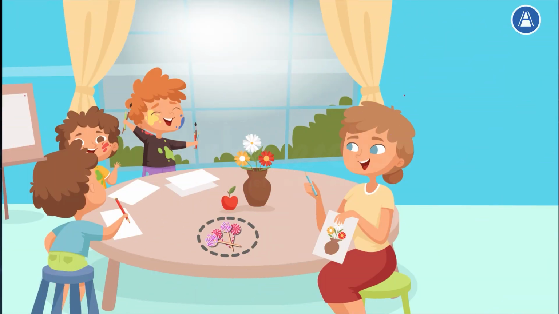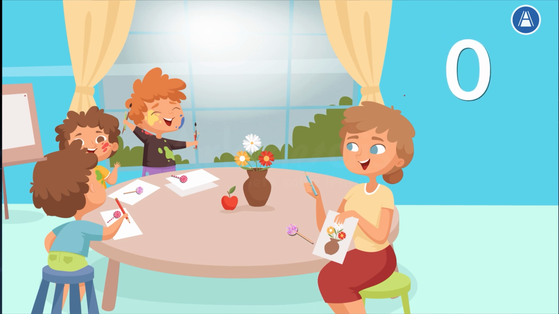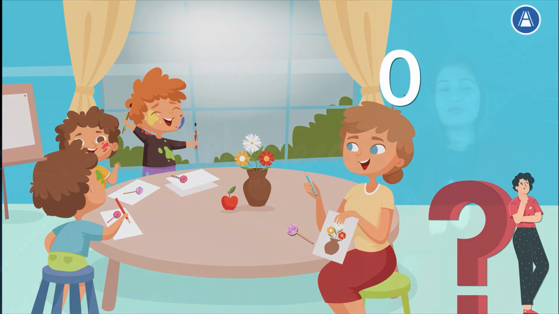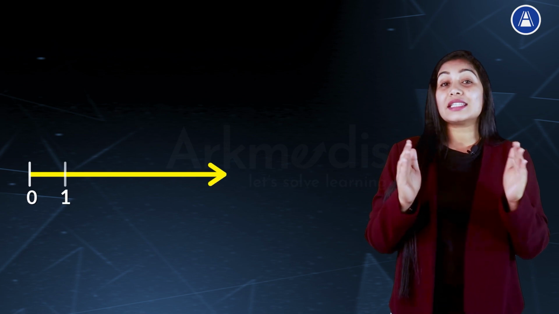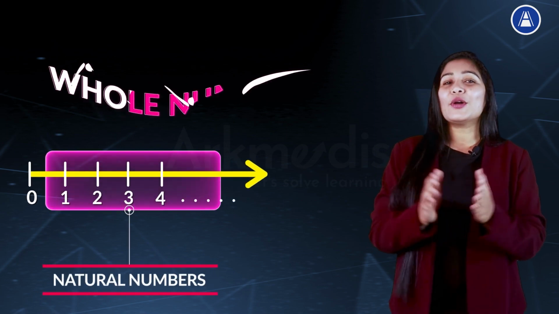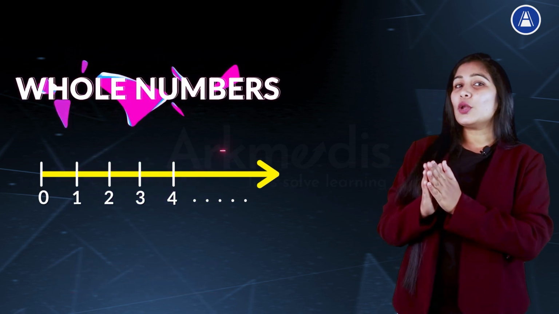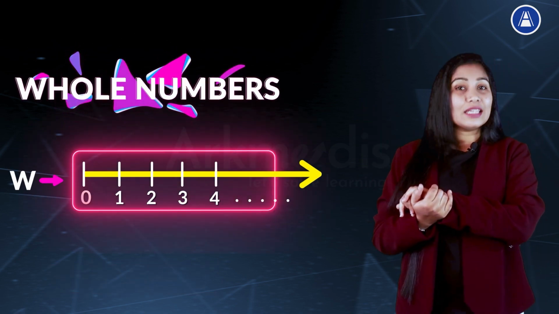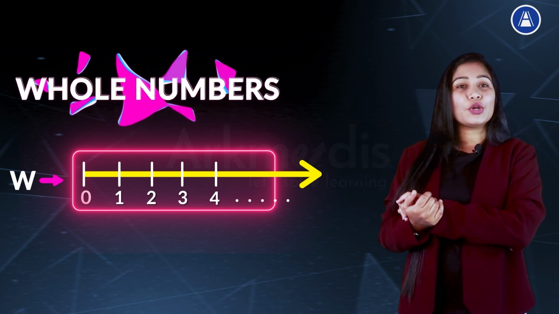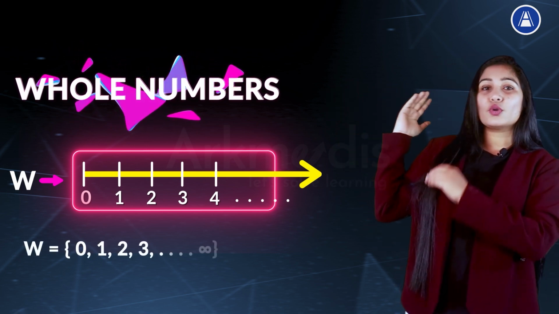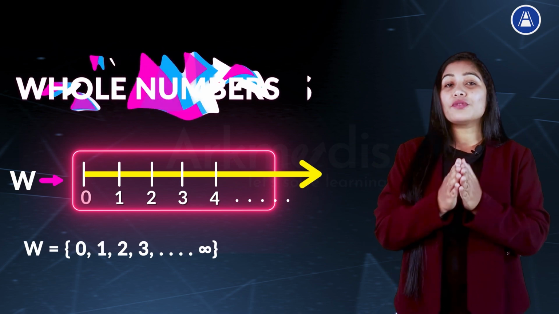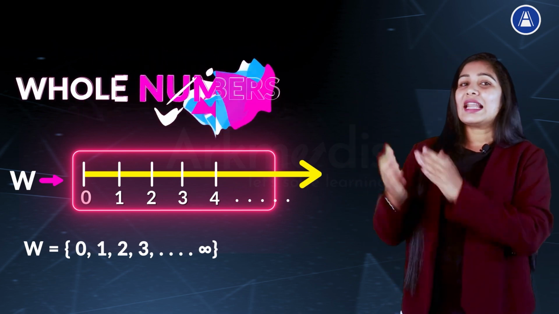Look here. Next, I had 4 candies and I shared these 4 candies with my 3 brothers. Okay, now how many candies do I left with? 0, right? Then, where can I place this 0? This formed a new set of numbers including natural numbers, that is whole numbers. Whole numbers are the set of the natural numbers and 0. This set of the whole numbers is represented with capital W and see here the set of numbers 0, 1, 2, 3, so on infinity. And the representation of these numbers on the number line looks like this.